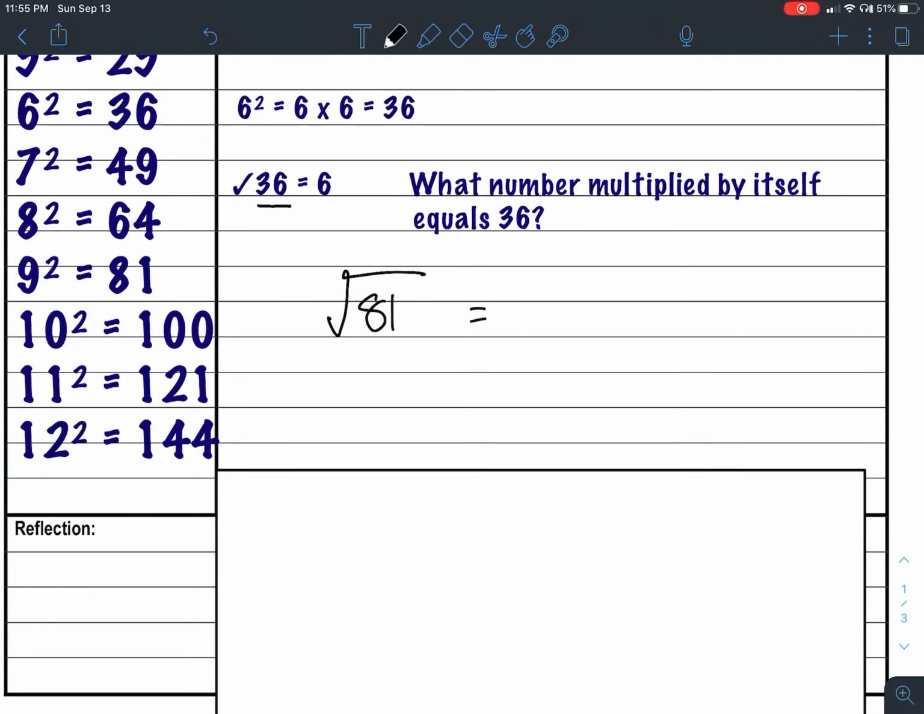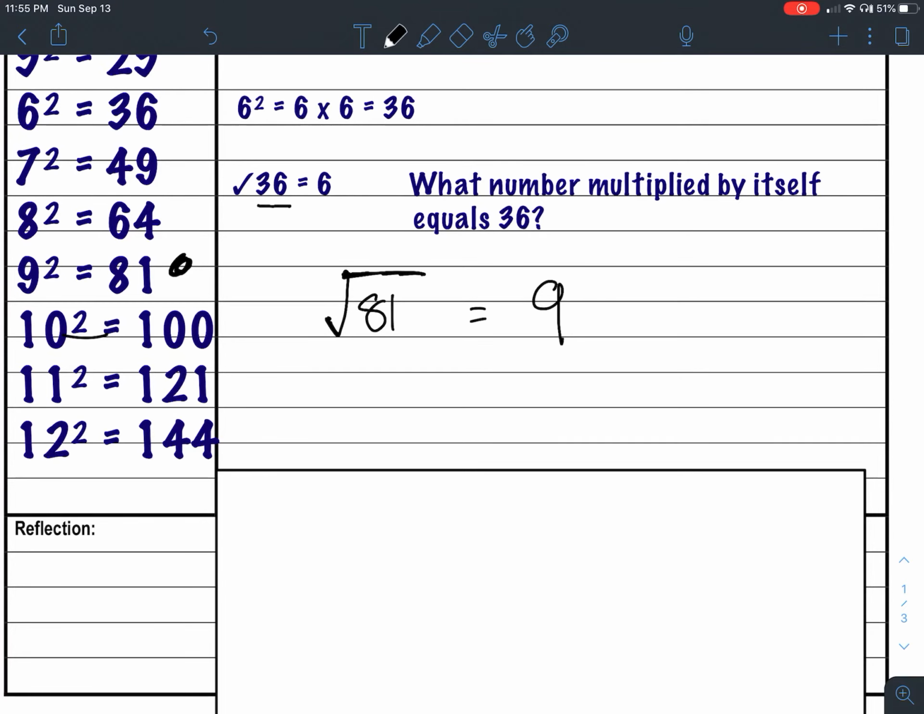Another example would be if I asked you what is the square root of 81. So what number multiplied by itself equals 81? If I look over here at my perfect squares, I see that 9 times itself is 81. So the square root of 81 is 9.